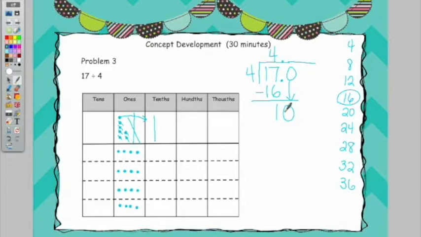Now, don't shout this out, but which one of these multiples is closest to 10 without going over? 8. I said don't shout it out. Okay. How about you, Julian? 4 times something equals 8. What is it? 2. So how many will be in each group here? 2.